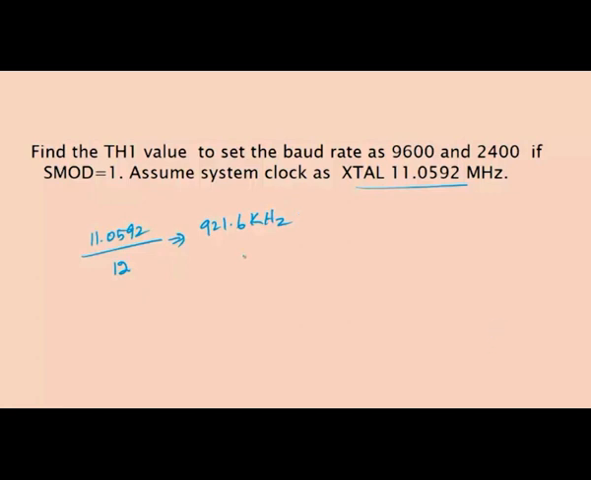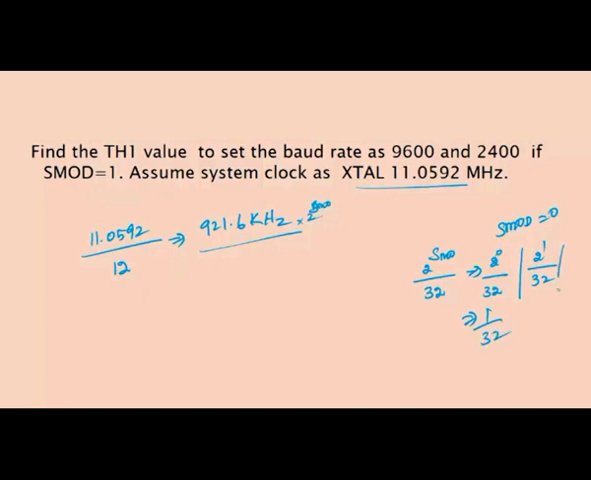Okay. This will be divided by 32. This 32 will come with 2 power SMOD. 2 power SMOD divided by 32 we are giving, right. If the SMOD value is 0, then it is 2 power 0 by 32, or if it is 1, then 2 power 1 by 32. So, here it gives 1 by 32, and here it becomes 1 by 16. That is why we are dividing by 16 or by 32.